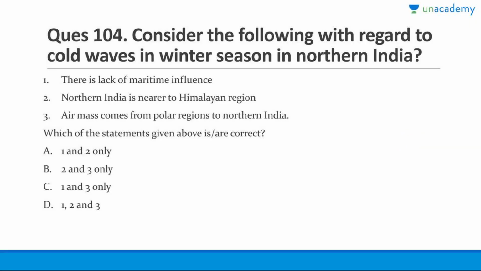Question 104. Consider the following with regard to cold waves in winter season in northern India. There is lack of maritime influence. Yes, northern India is nearer to Himalayan region. Obviously, no air mass comes from polar region to northern India. No, it cannot come. The Himalayas stand there and will not let it come. 1 to 2, answer is A.